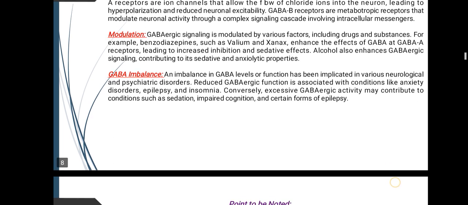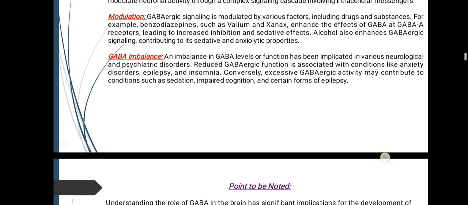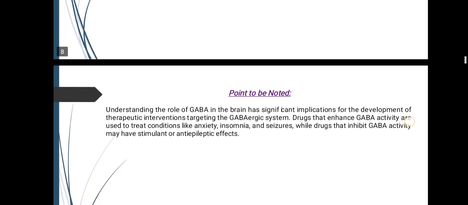GABA imbalance. An imbalance in GABA level or function has been implicated in various neurological and psychiatric disorders. Reduced GABAergic function is associated with conditions like anxiety disorder, epilepsy, and insomnia. Conversely, excessive GABAergic activity may contribute to conditions such as sedation, impaired cognition, and certain forms of epilepsy.